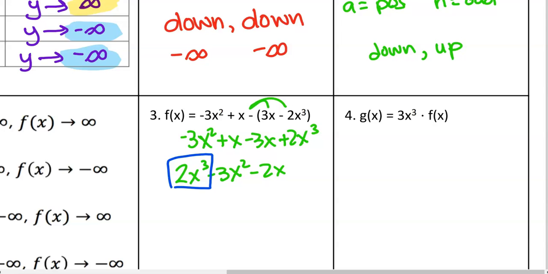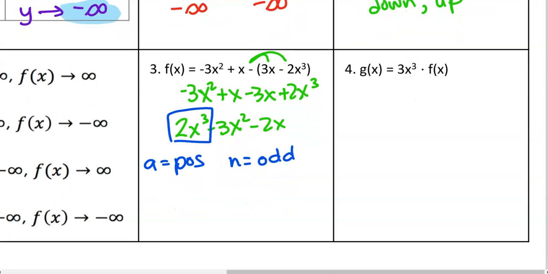Is A positive or negative? It is positive. Is my exponent odd or even? Odd. So what is this one going to look like? Down and then up. Bonus question, how many turns is it going to have? Good. So down and then up with 1, 2 turns somewhere in the middle. Makes sense, right? If it was 3 turns, I wouldn't be ending up where I'm supposed to end up.